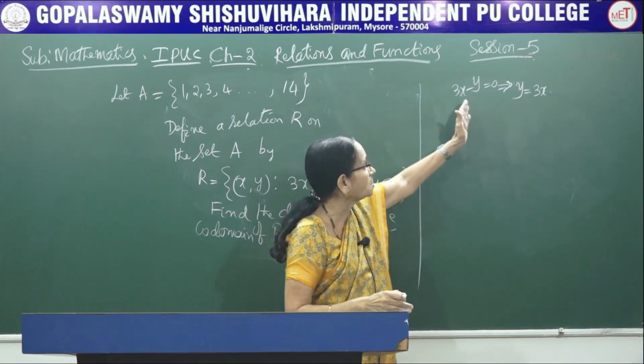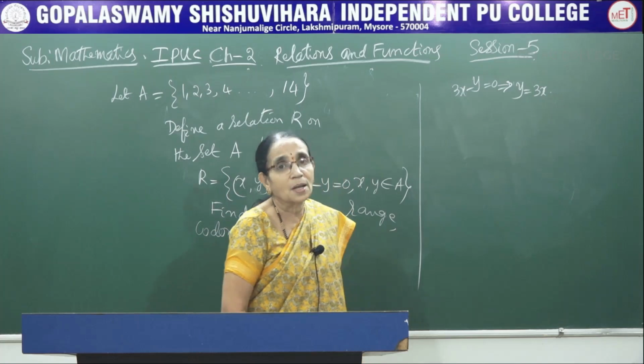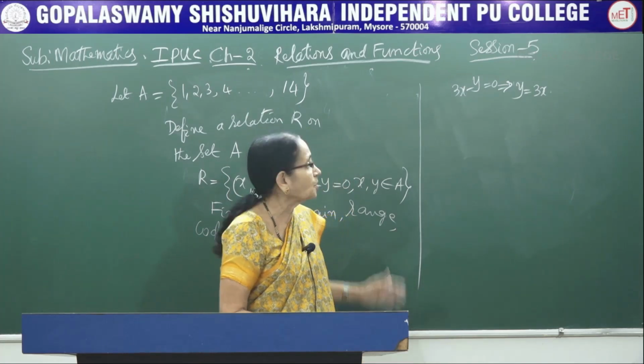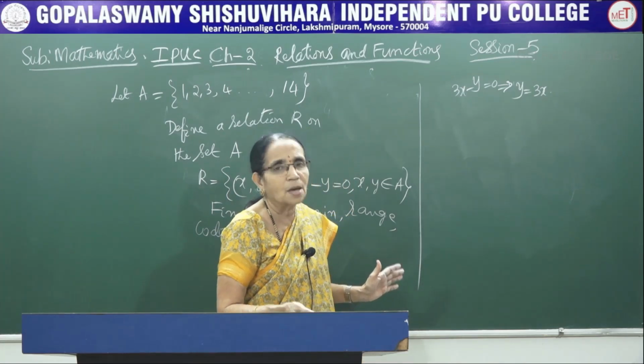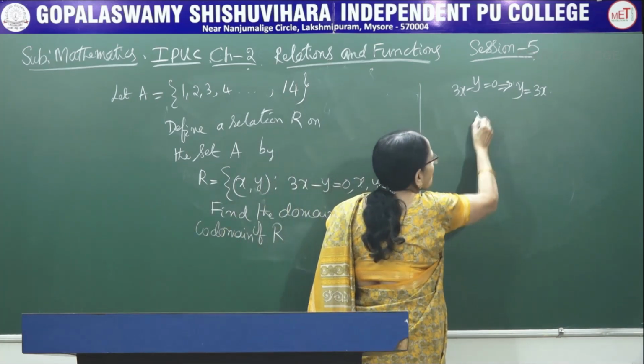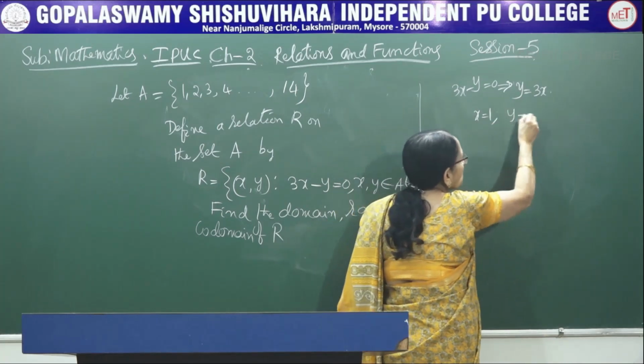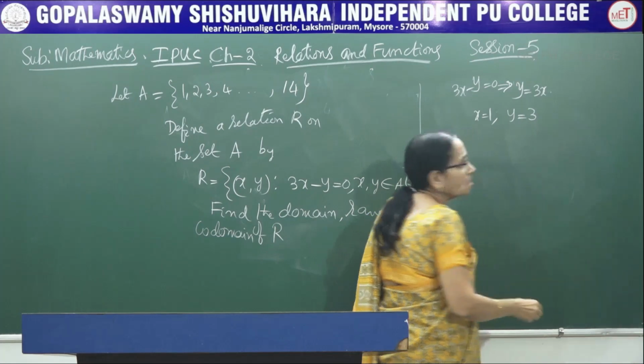Either it could be given like this or it could be given like this. Now let me give the values for x here, because the first set is also A, the second set is also A. X belongs to A, y also belongs to A. Now let me do the calculation. When x is equal to 1, y would be equal to 3 into 1, that is 3.